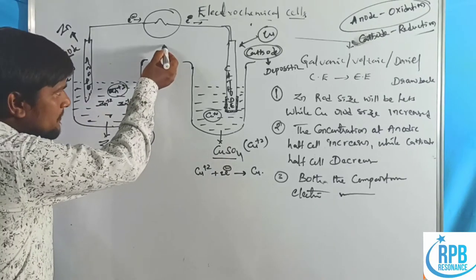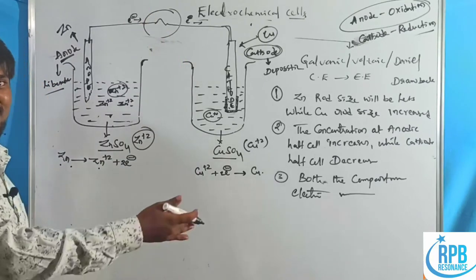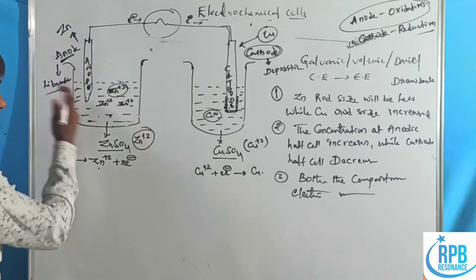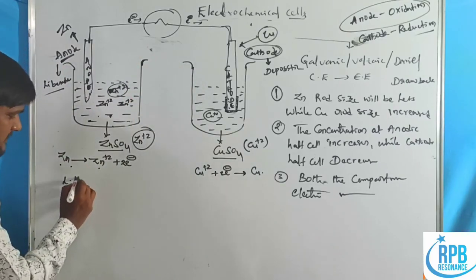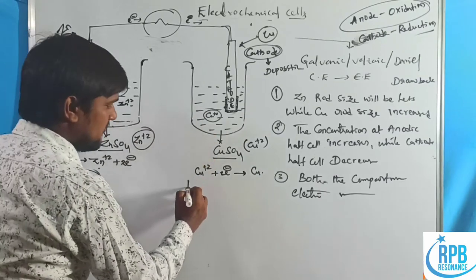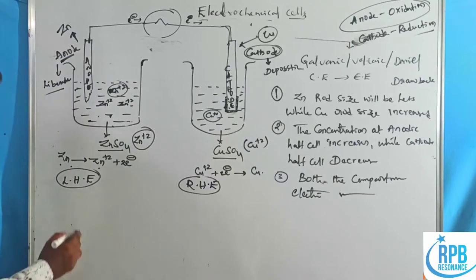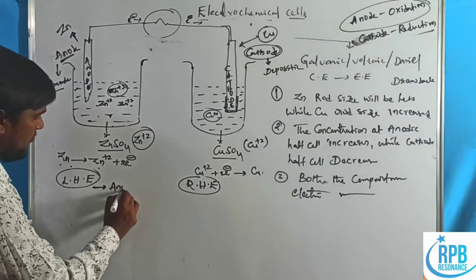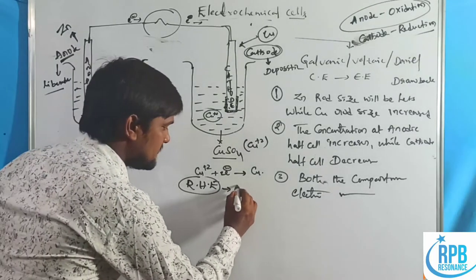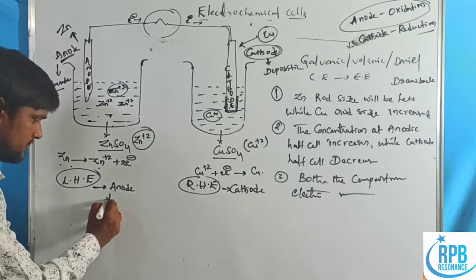The left side of the electrochemical cell, the left side electrode, is simply called the left hand side electrode, LHE. Now this is called the right hand side electrode, RHE. The left hand side electrode is nothing but the anode, and the right hand side electrode is nothing but the cathode. We already discussed that anode means oxidation.